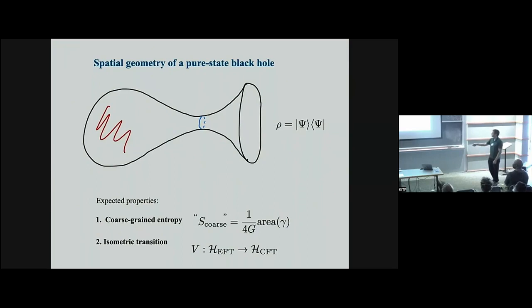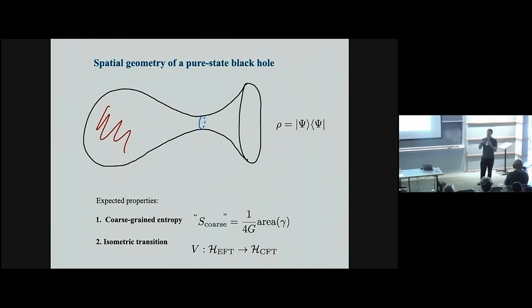Secondly, we expect what I'll call the isometric transition. This is something that is maybe less well known, but it's been discussed a lot recently. So let me explain what this is. V is the holographic map. V is a map from the bulk effective field theory to the physical Hilbert space. So it's a map from the low energy theory in the bulk to the Hilbert space of the dual CFT on the boundary.